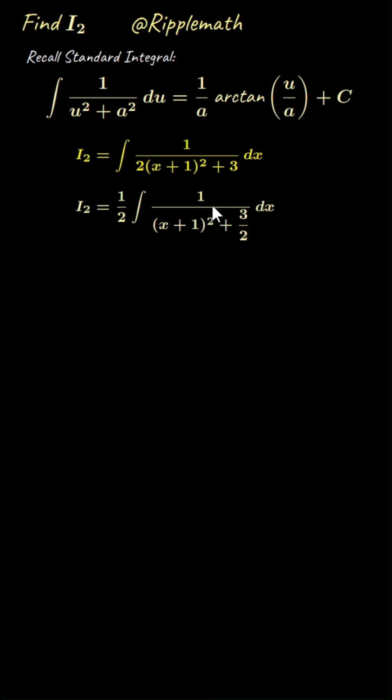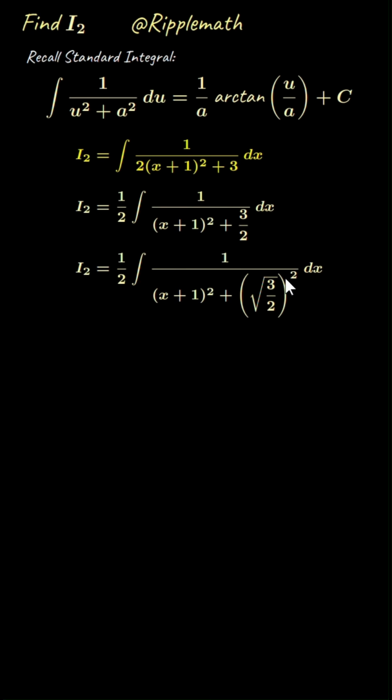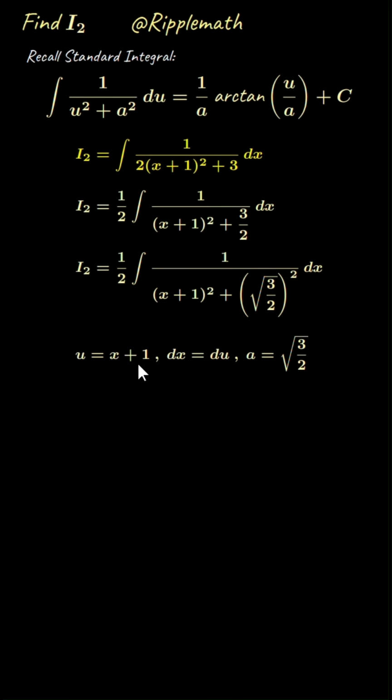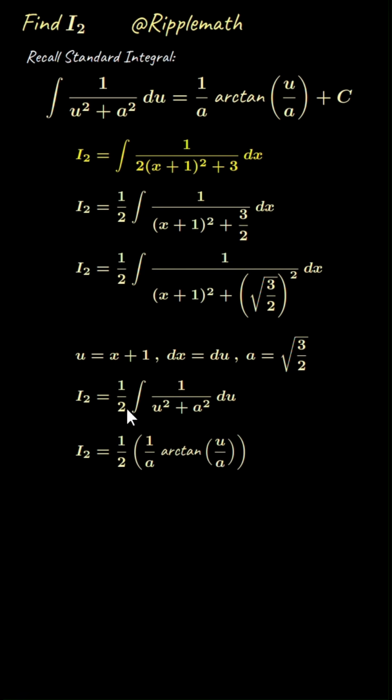We've got an a squared though, so we're going to make that into a something squared, which is root 3 on 2 squared. When you square a square root, you get the original thing back. So that's almost of the correct form. Let's put u equal to x plus 1, so dx equals du, and a is equal to that number, and you have it. So I2 is in that exact format, except there's a half in front.